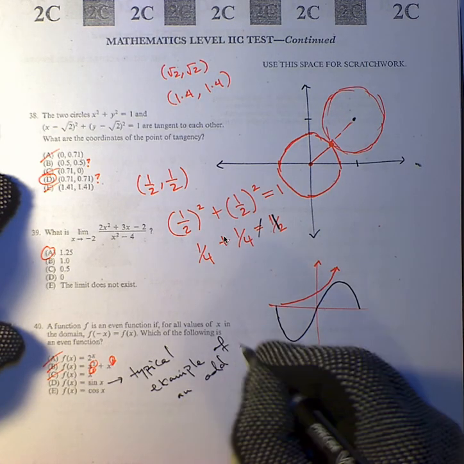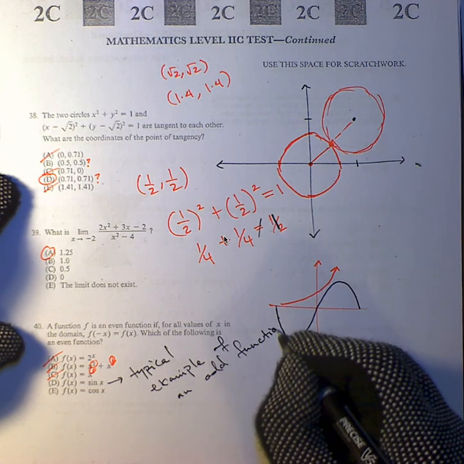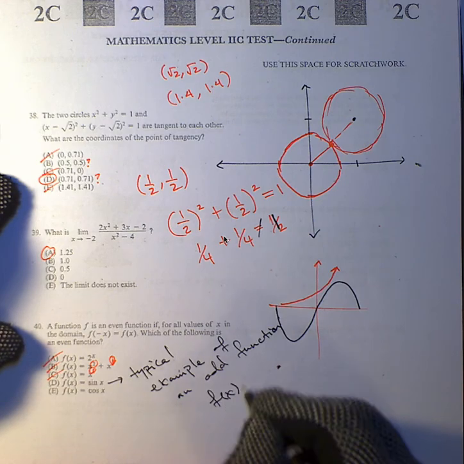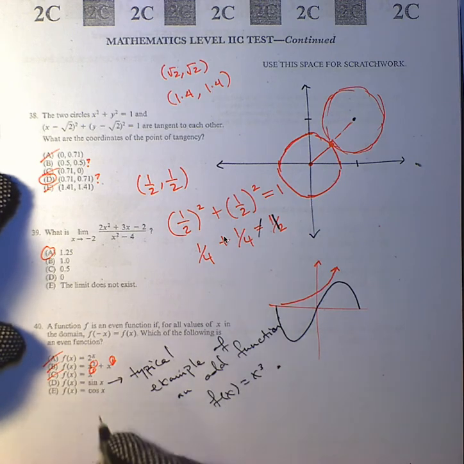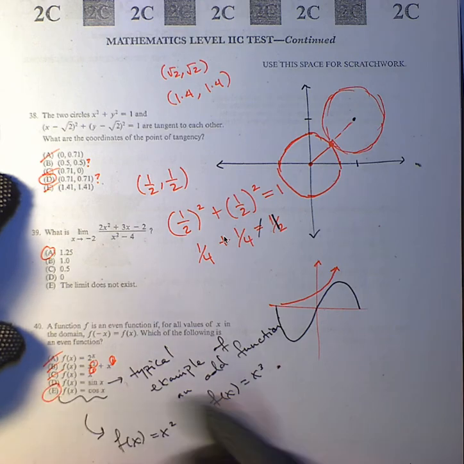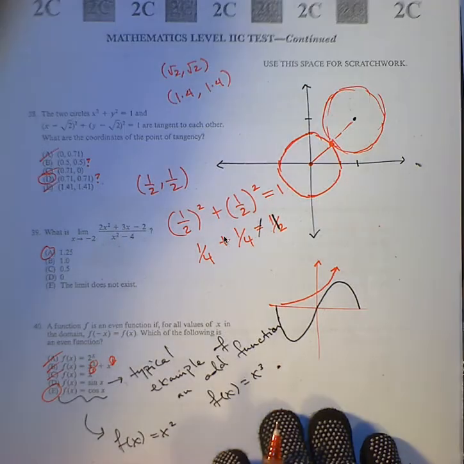And another typical example of an odd function is f of x equals x cubed. And similarly, a typical example of an even function is cosine x, or f of x equals x squared. So clearly the correct answer here is E, cosine x. It's even. Graph cosine and see for yourself. It's symmetric about the y.